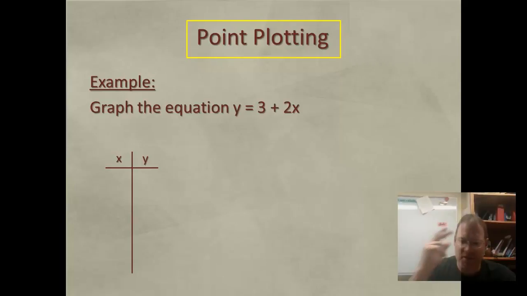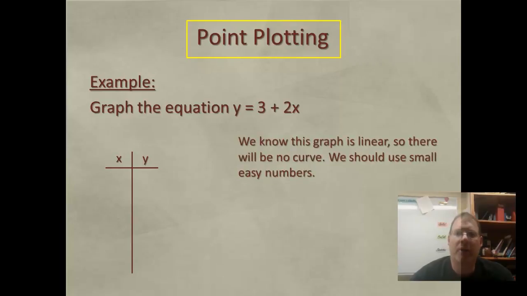Alright, so let's start off with a simple example. Y equals 3 plus 2x. Now, by now you guys know that this is a linear equation. It means it's a straight line. So there's not going to be any curves. So for simplicity, we should choose small, easy numbers for our x. What's the smallest, easiest number to work with? 0. So we're going to go a couple numbers on each side of 0. So we go from -2 to +2.